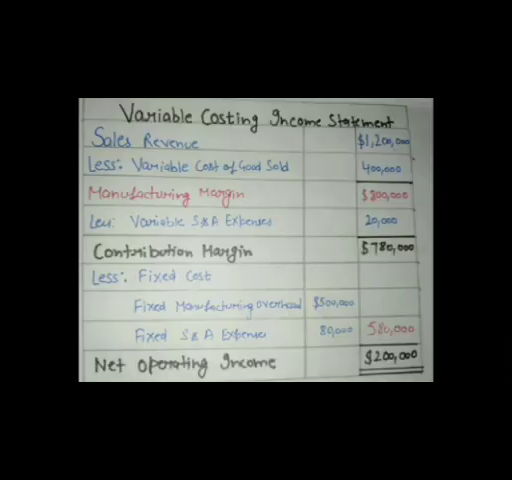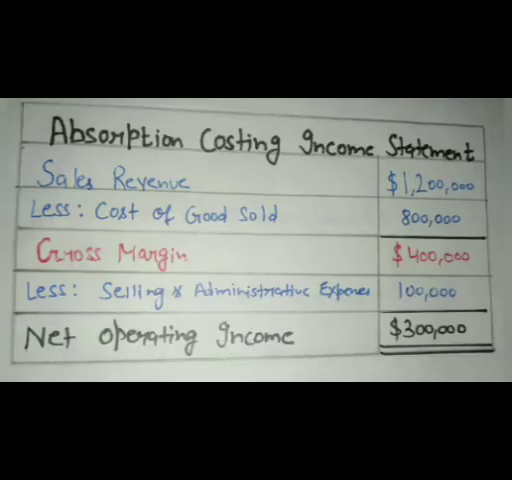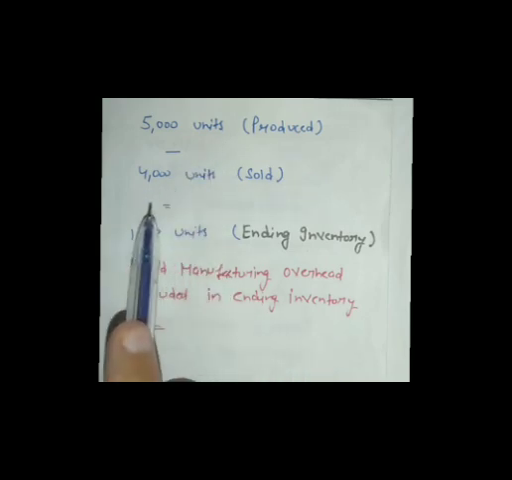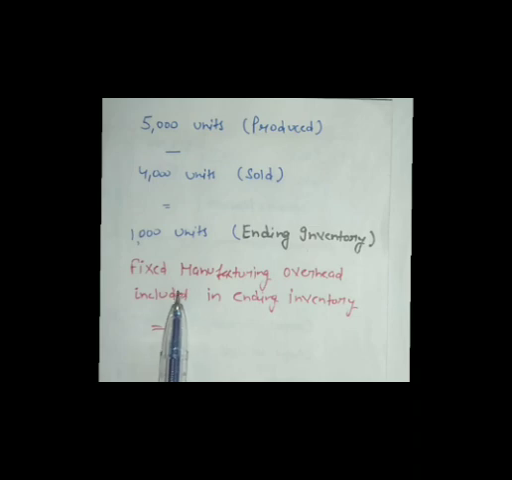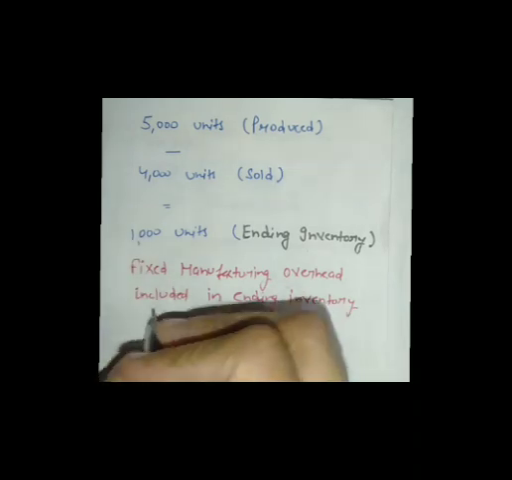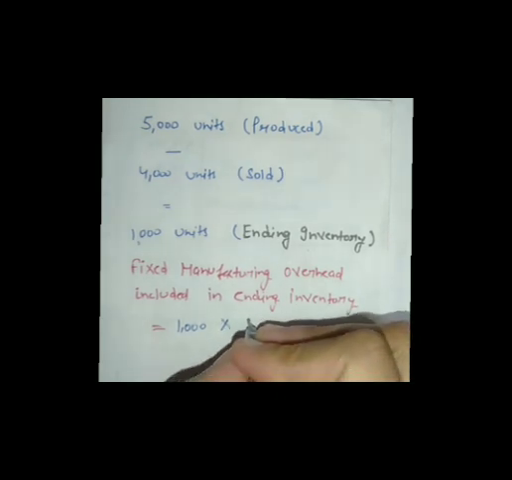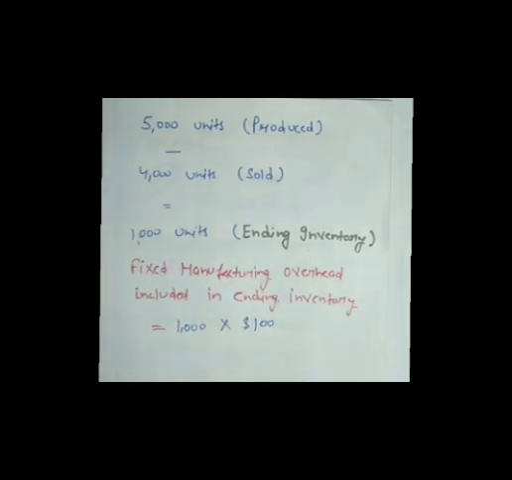As you can see, operating income under variable costing is $2 lakh, while operating income under absorption costing is $3 lakh. The difference arises due to fixed manufacturing overhead cost. Out of 5,000 units, 4,000 units were sold. 1,000 units were in ending inventory. Fixed manufacturing overhead included in ending inventory was 1,000 units into fixed manufacturing overhead per unit, that is $100 per unit, amounting to $1 lakh.